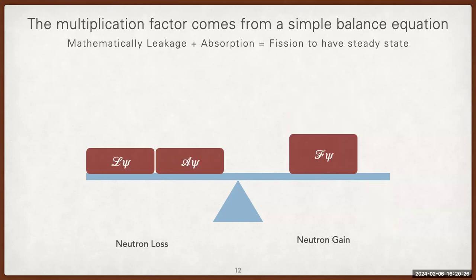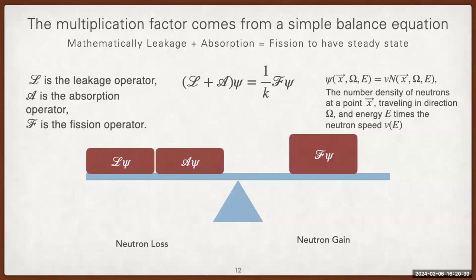If we look at the actual equation that is happening, so if leakage plus absorption has to equal fission, if we were to write that as an equation, we would say here, this L is a leakage operator, A is an absorption operator, and psi here is what we call our angular flux, which is related to the number density of neutrons in our system at different points in space, different directions, and different energies. Okay, and so that leakage plus absorption has to equal the fission, the amount of neutrons getting produced in fission.